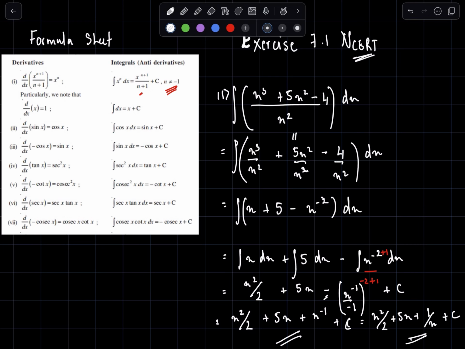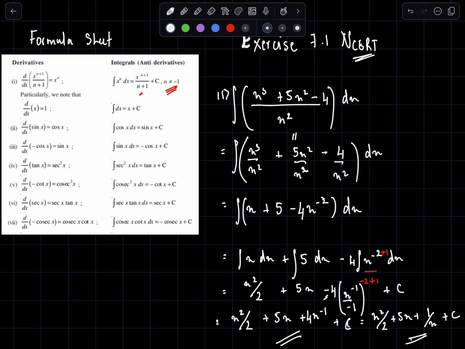Wait, did I make a mistake? Oh, I forgot the 4. I am so sorry. Yes, I forgot the 4 here. The constant. So even I make mistakes. So when I integrate this, I should have been careful about that. This would have come out 4. So this is 4 times. Correct? I am so sorry about that.